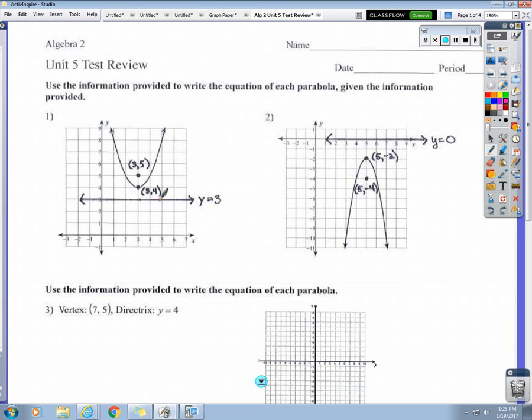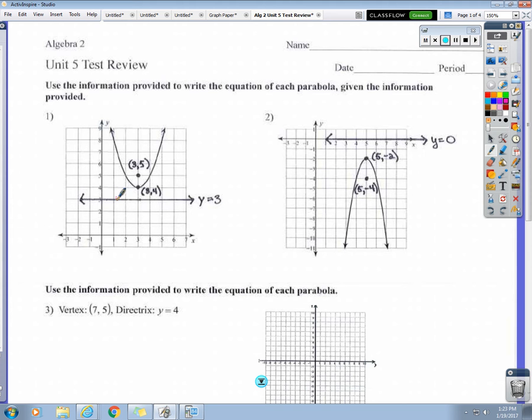Now, you have to look at your formula sheet and decide what formula you use. So look at the box that says parabolas. There are 2 different types of parabola. Is this a parabola that has a horizontal directrix or vertical? Guys, what kind of directrix is this?